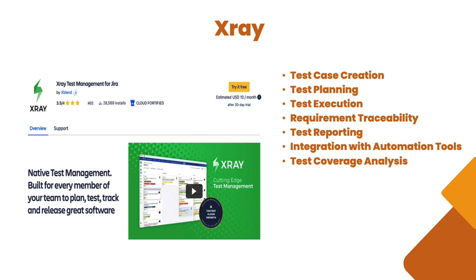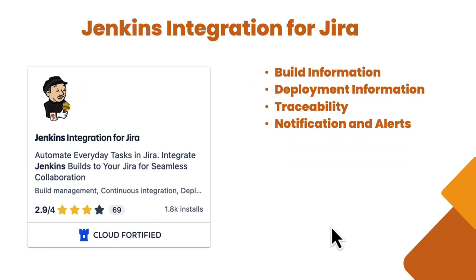Another one is Jenkins. For teams using Jenkins for continuous integration and delivery, integrating it with Jira enables the tracking of build and deployment statuses directly with Jira issues, enhancing visibility into the CI/CD pipelines. The key features Jenkins provides are build information, deployment information, traceability, notifications and alerts about build or deployment failures, etc.